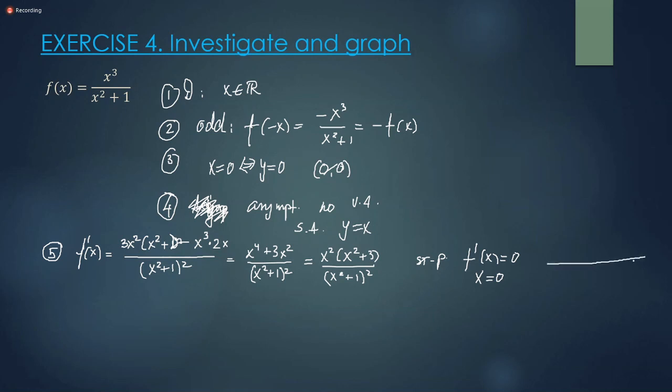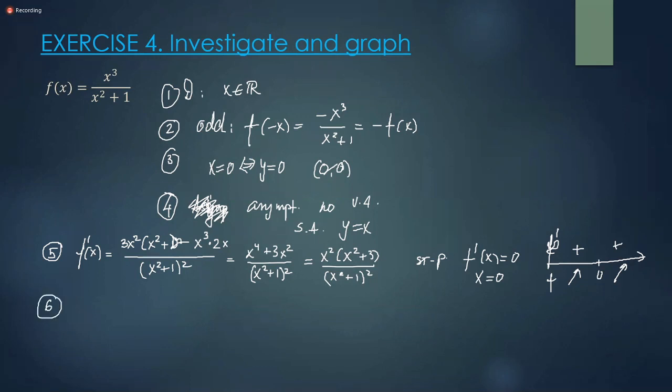When we check the sign diagram, whatever x is, both factors are positive. So the derivative is positive and the function is increasing all the time. So it doesn't have minimum or maximum points. That's one thing. Now let's do the second derivative.